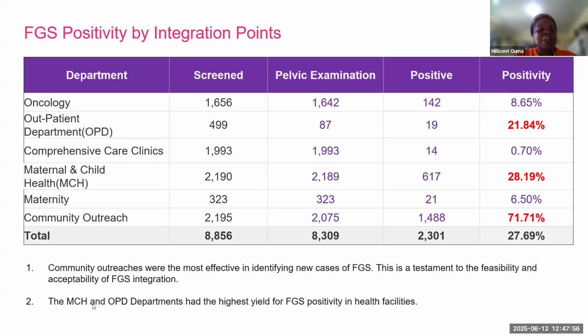We acknowledge that the healthcare workers really did a good job, because doing a pelvic exam, for instance, at the CCC, the Comprehensive Care Clinic, we had 100% screened and 100% pelvic exam, meaning all women who were screened at the CCC volunteered for pelvic exam, irrespective of the fact that they had lower numbers who were positive. Next slide.